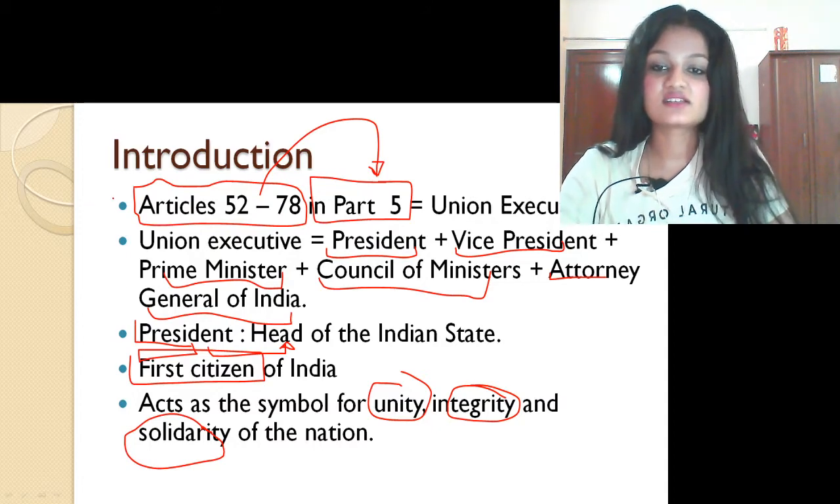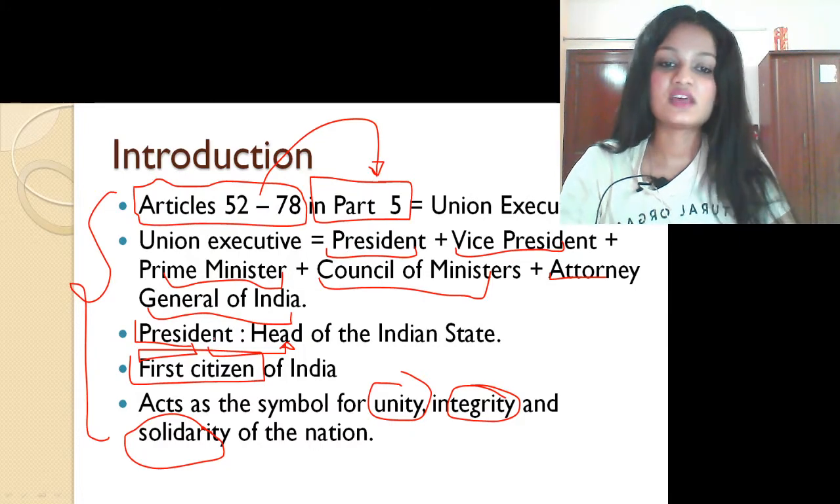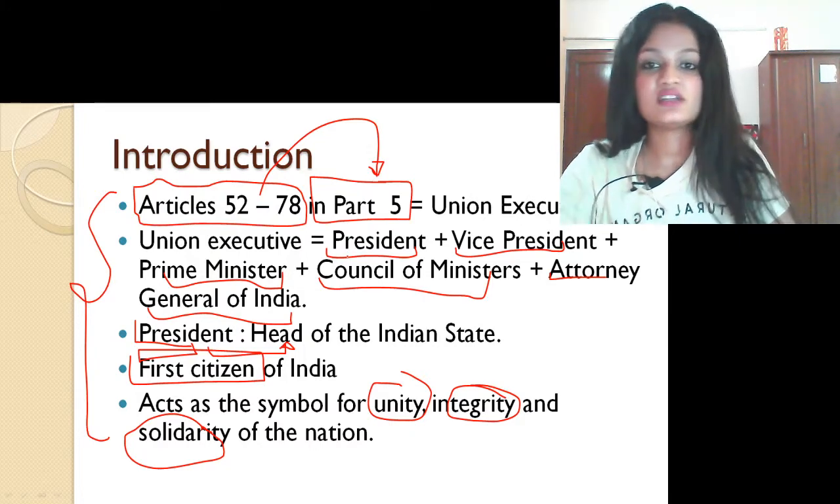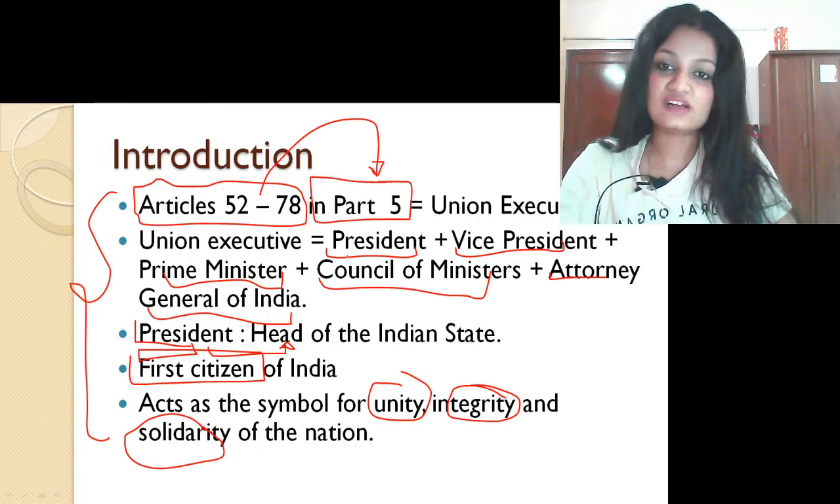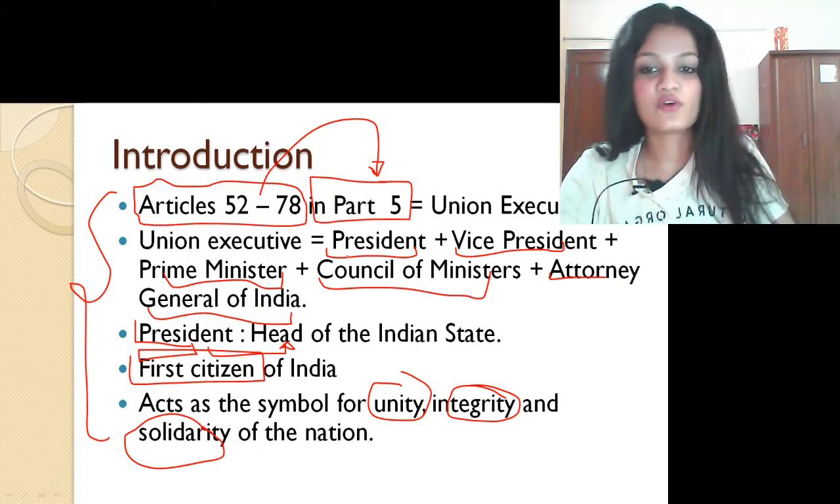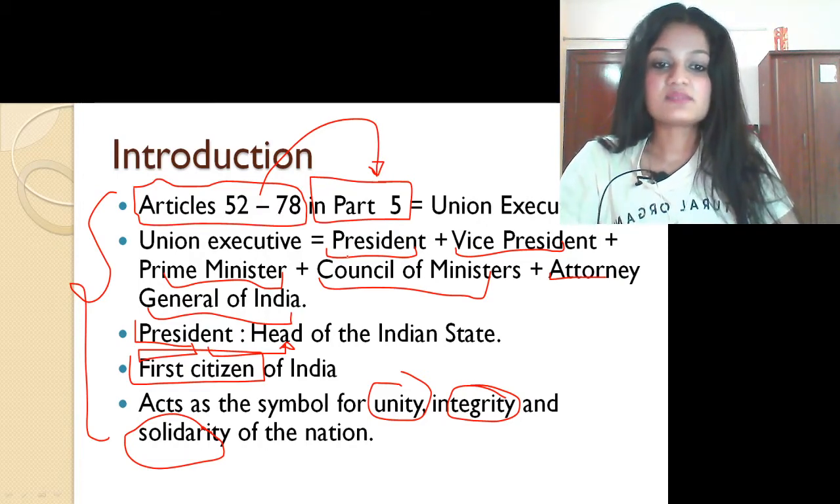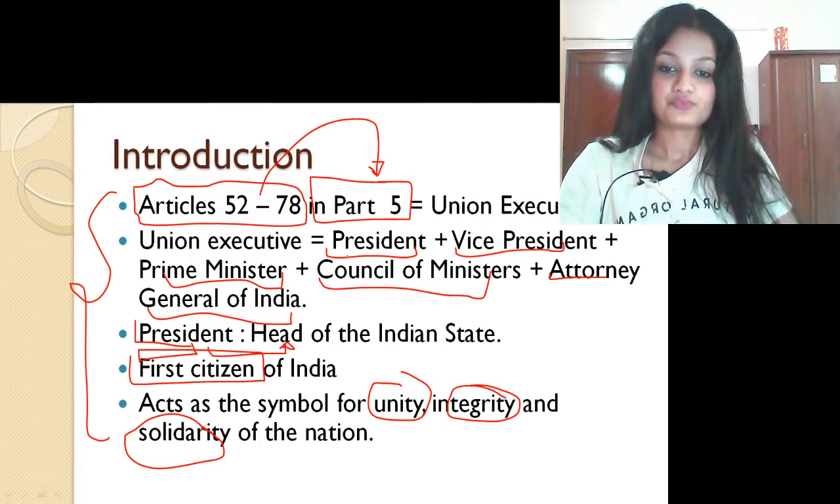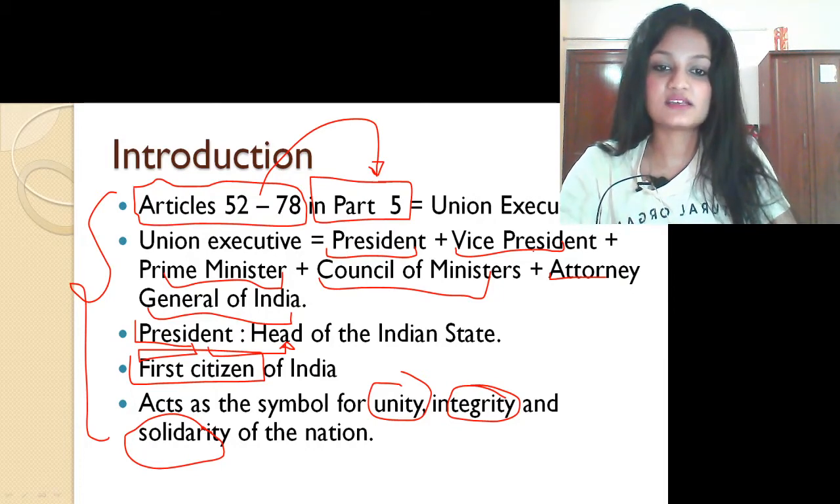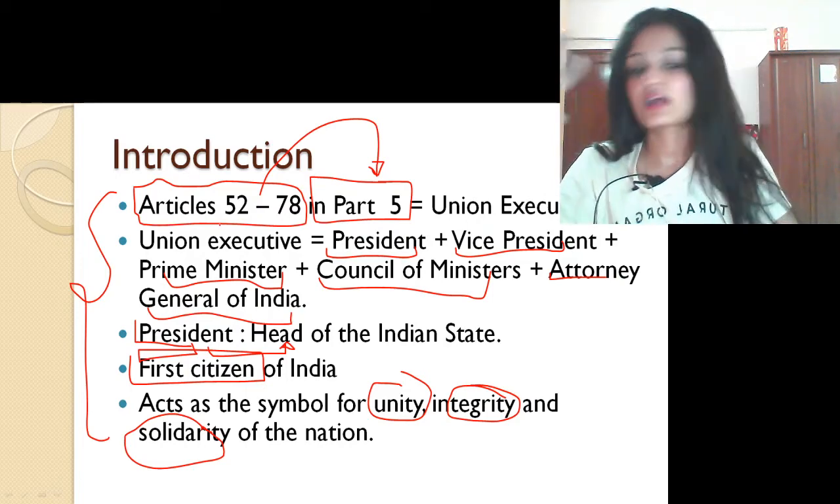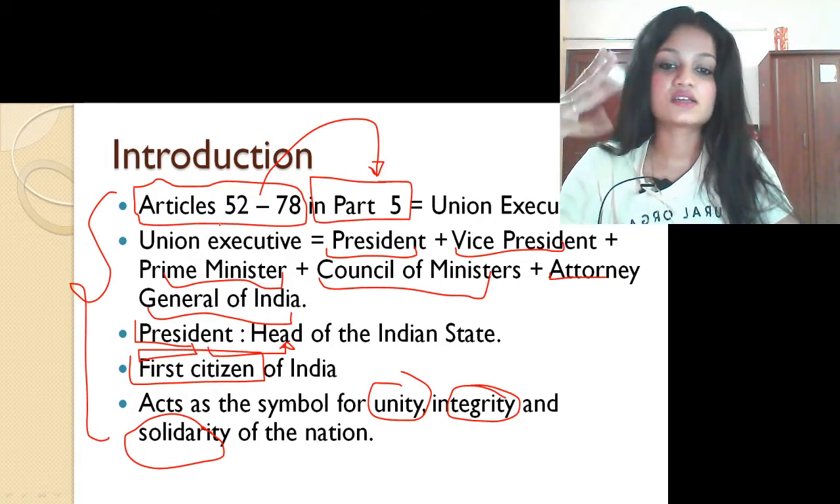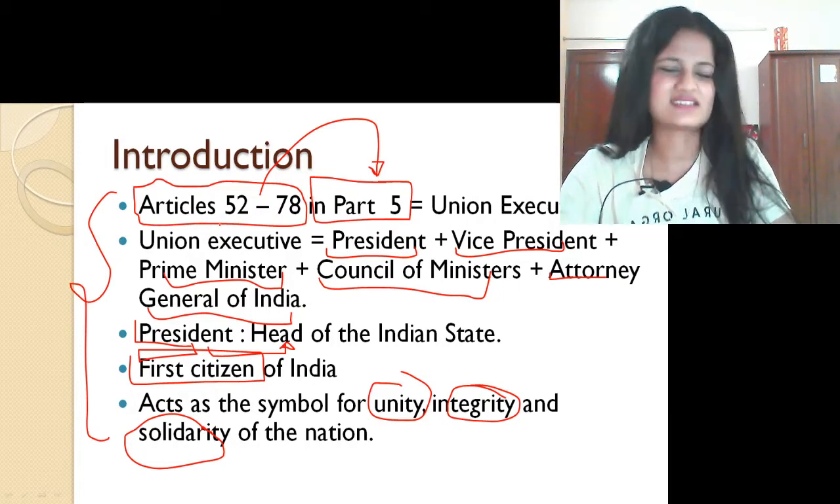So what have we discussed? Let's go over it from the beginning. We have discussed that there is a union executive. This union executive is from Article 52 to Article 78 in Part 5 of the Constitution. In this Part 5, there are 6 positions that we have to keep in mind when we talk about the union executive. These positions are President, Vice President, Prime Minister, Council of Ministers, and Attorney General of India. I'm sorry I said 6, I meant 5.